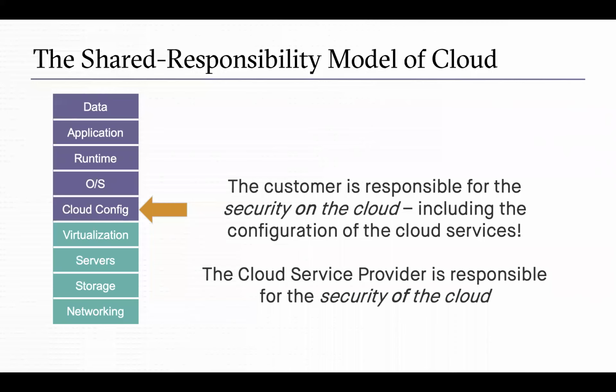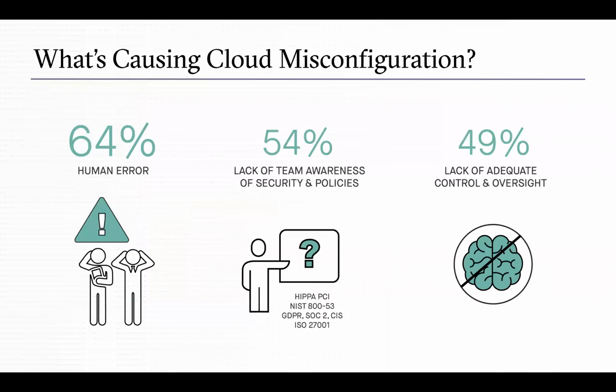But if you're using traditional tools and you're going from the data center to the cloud, you're probably thinking more about your data, your application runtime, and OS, the more traditional pieces of infrastructure and configuration that you've had to worry about from a security perspective. So what's causing all of this cloud misconfiguration? According to our survey, 64% said it was human error. But I'll point out that the other two big contenders here, lack of team awareness of security and policies, and lack of adequate control and oversight, are just other forms of human error.